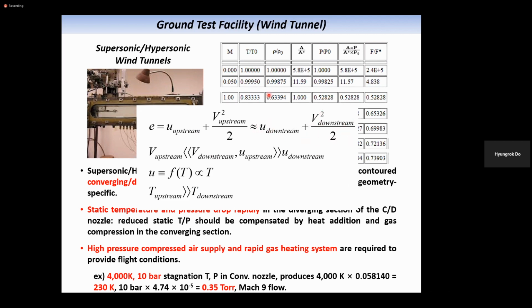But maybe the internal energy will be low. And in the upstream region where the flow is nearly stagnant, maybe kinetic energy would be negligible. Only the upstream internal energy should be the summation of the downstream internal energy plus kinetic energy. And this kinetic energy is large. So that means to keep the temperature of the gas in the test section decent, like 200 Kelvin or 300 Kelvin, your upstream temperature should be very high.